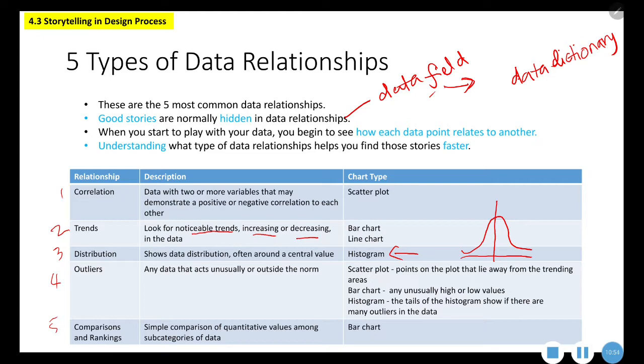And then the last one is comparison and ranking. We can use simple comparison of quantitative values among subcategories of data. When we do comparison, the suitable chart to use is a bar chart.